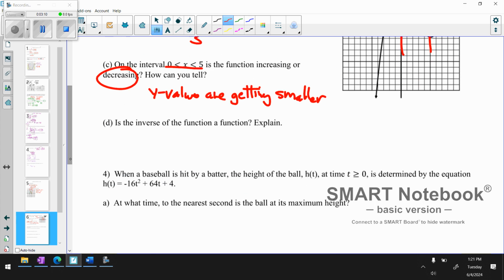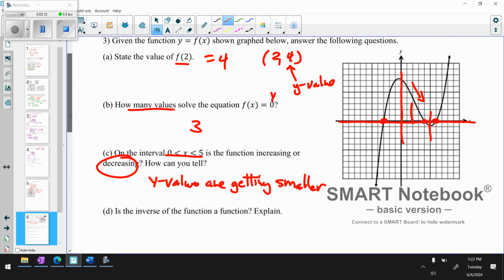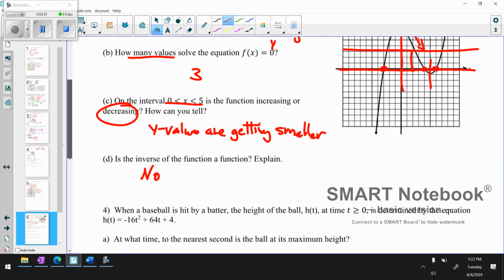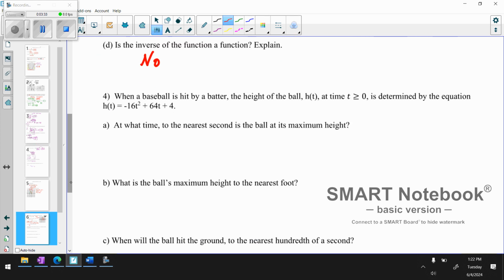Is the inverse of this function a function? Remember, inverse is when you switch x and y. So that answer, this original one is not 1-to-1, right? It fails the vertical line test. Therefore, its inverse will not be a function. No, it will not. Baseball player hits a ball, right?